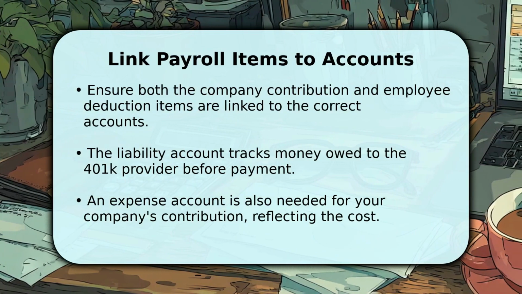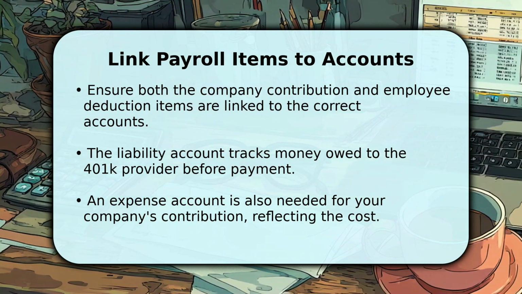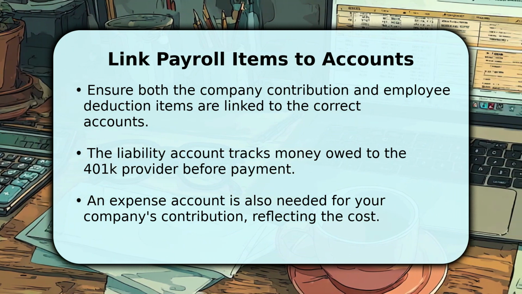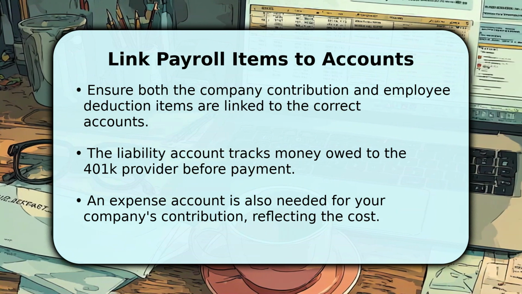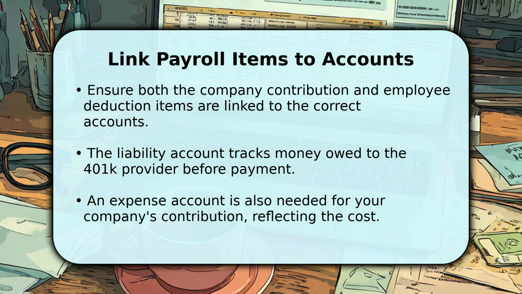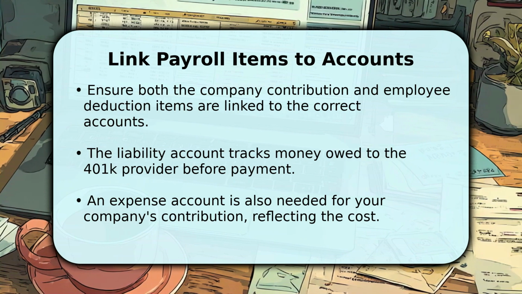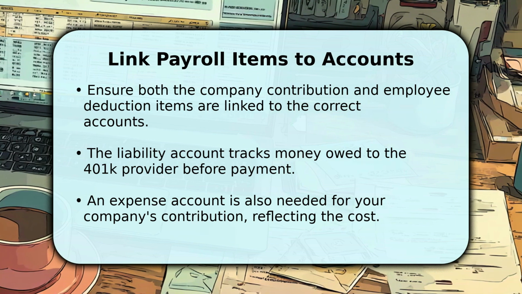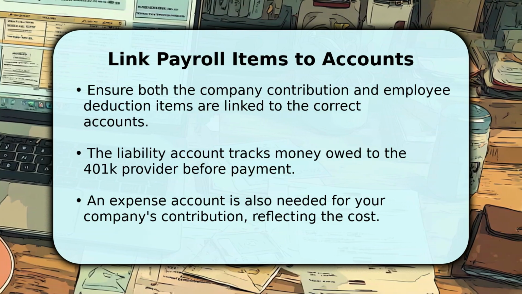Linking these payroll items to the right accounts is absolutely vital for accurate financial reporting. Both the company contribution and the employee deduction items should point to a 401k liability account. This account holds the funds until they are paid out to your 401k provider. Additionally, your company's contribution will need to be linked to an expense account, accurately showing your business's cost for this employee benefit. This connection ensures everything balances.